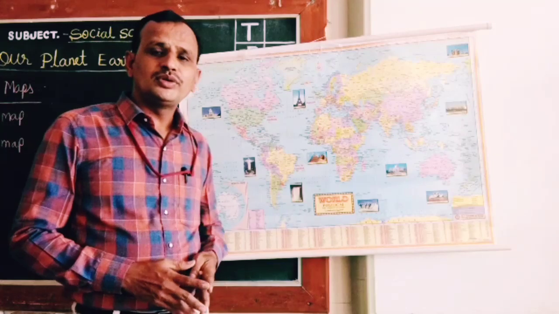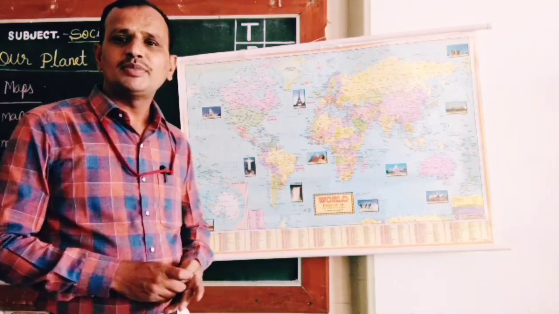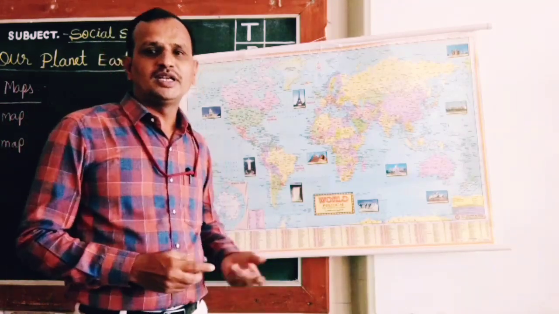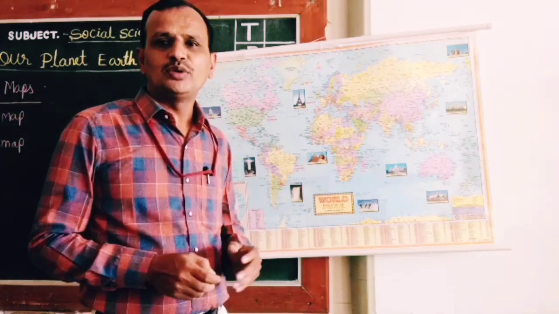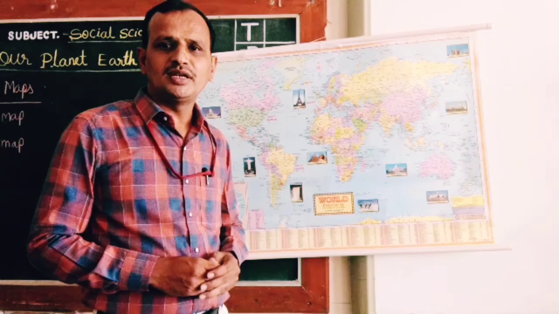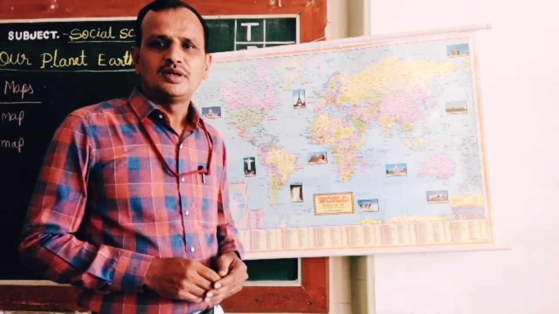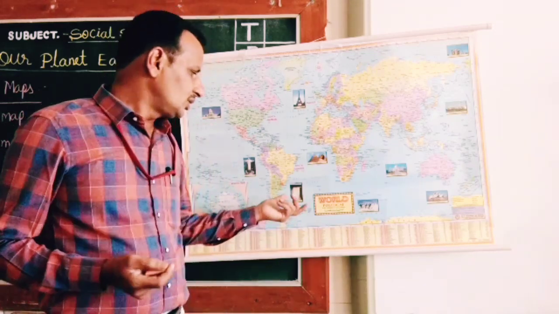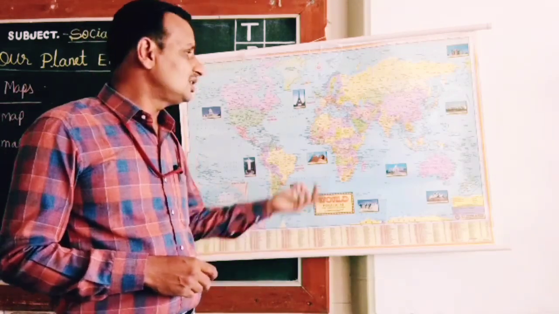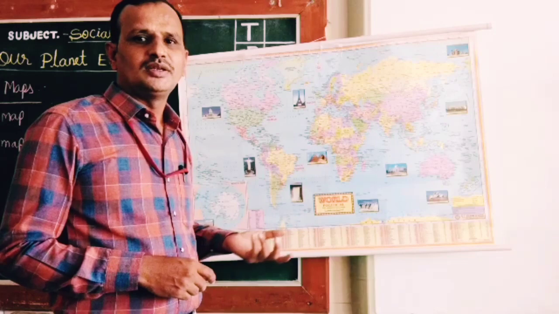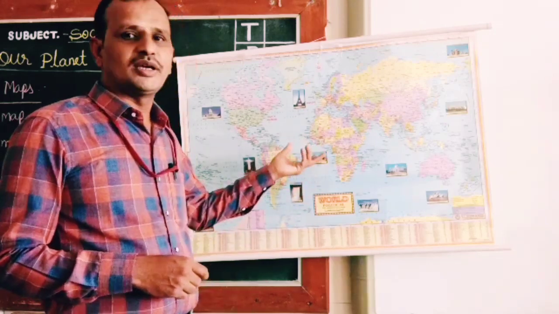Here I am going to show you one type of map, that is the political map. Because you already know that there are two types of maps: one is the physical map, another one is the political map. Now I am going to show you one of the political maps, that is the world political map. Children, this is the world political map. You have seen this map.